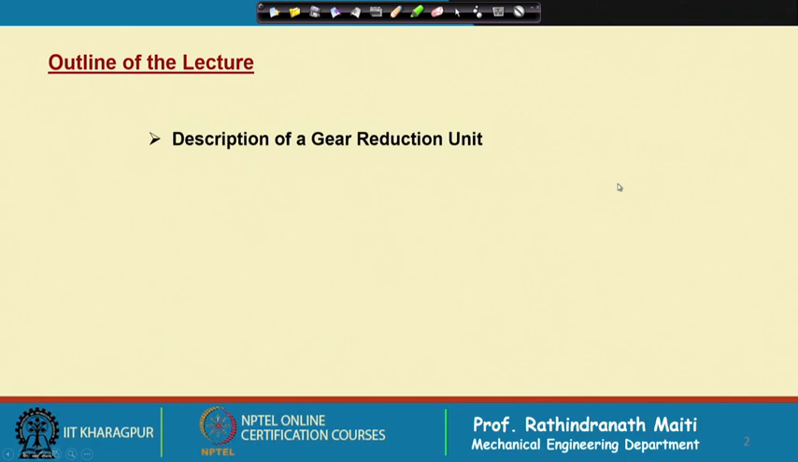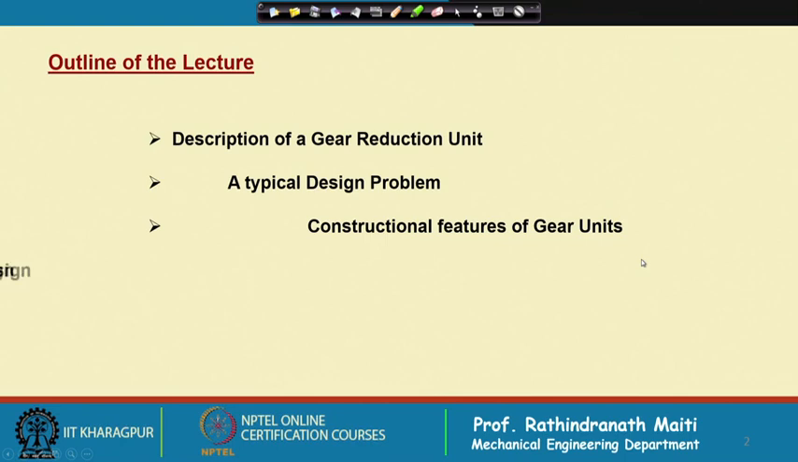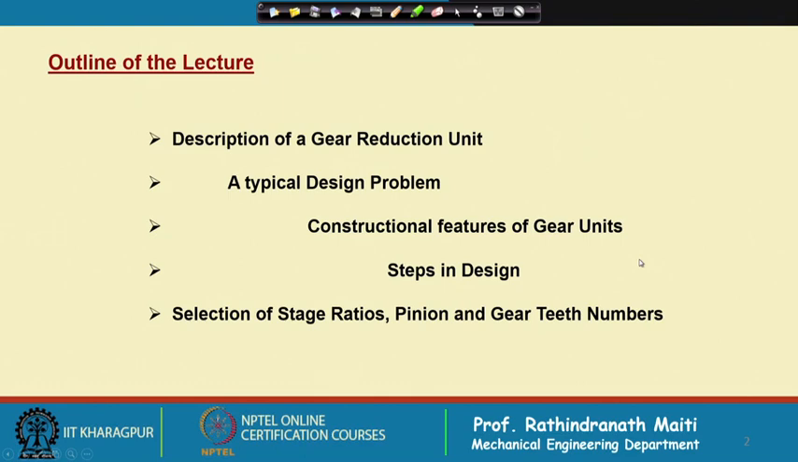So, in this lecture, first of all we shall learn about what is a gear reduction unit. Next, we shall consider a typical design problem. Next, the constructional features of gear units. Steps in design will come next, and then finally, selection of stage ratios, pinion and gear teeth numbers.